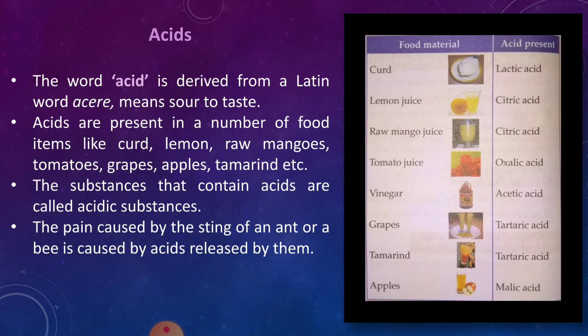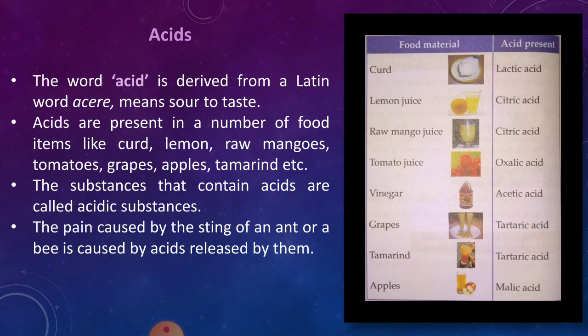They are different in taste also, and just because of their taste we can classify or identify them as acids, bases and salts. Acids are sour in taste, bases are bitter in taste and salts are salty, all of you know. In the second chapter we have studied about taste buds. So all of you know about the sour taste, bitter taste and salty taste.